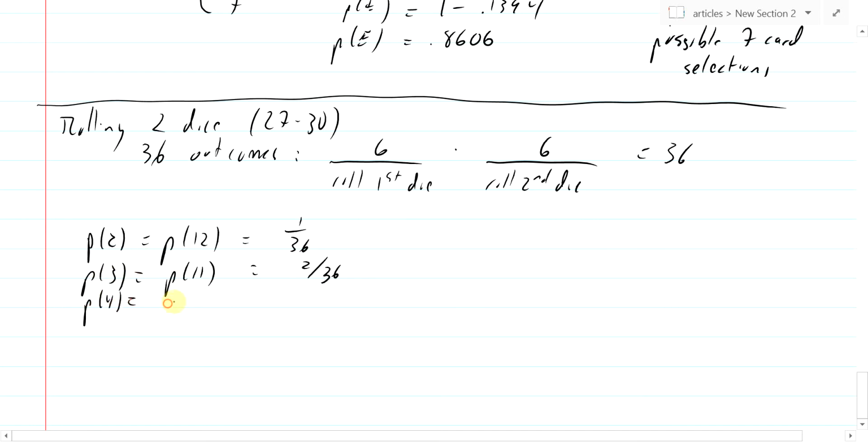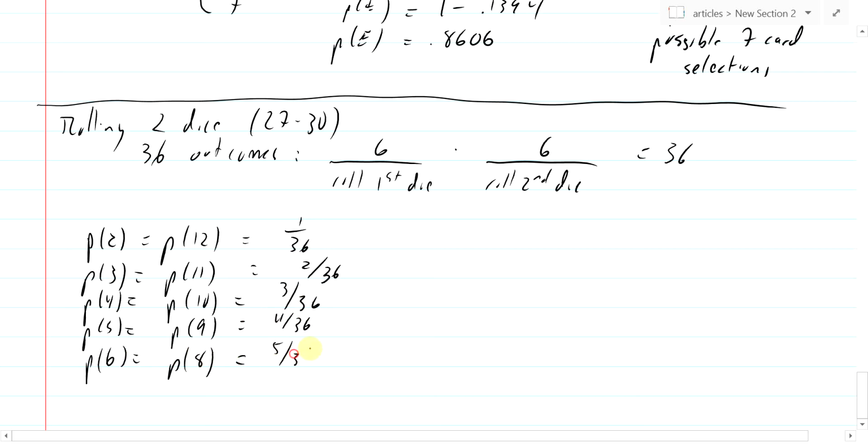Probability of 4 is the same thing as probability of 10. That's 3 out of 36. Probability of 5, same as the probability of a 9, not a 6. And that's 4 out of 36. Probability of getting a 6 is the same as the probability of getting an 8. That's 5 out of 36. And then the probability of getting a 7 is 6 out of 36. So it goes from 1, 2, 3, 4, 5, 6 as you count your way up from 2 to 7, or as you count your way down from 12 to 7.